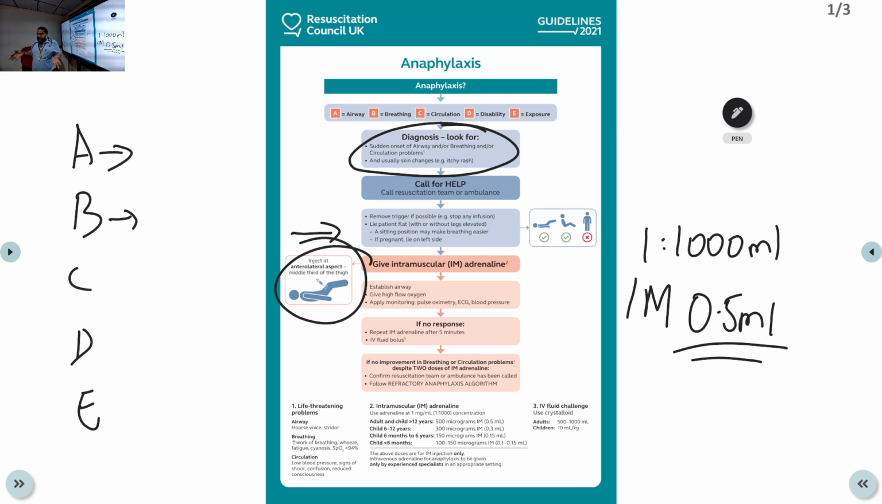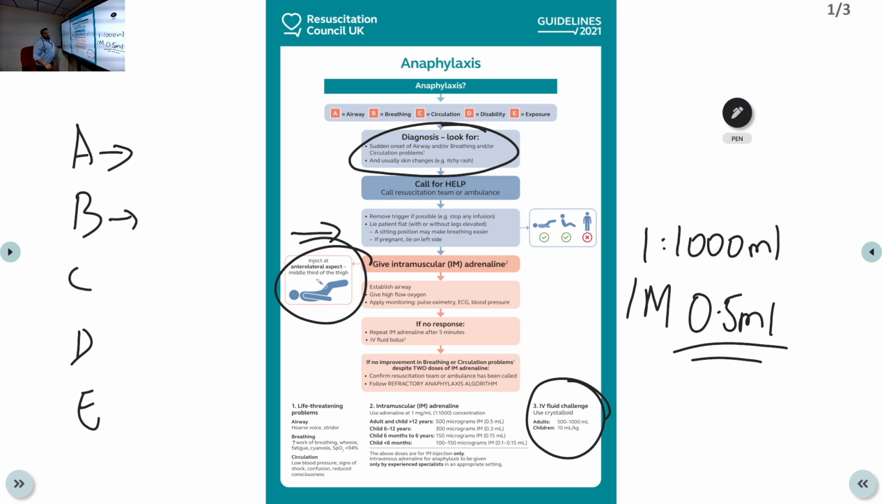After 5 minutes of giving adrenaline, if there is still no response, you can repeat one more dose of adrenaline, and also you can start the patient on IV fluids. Because of hypotension, establish an IV access meanwhile and give IV fluids, any crystalloids, normal saline or Ringer's lactate. You can give 500 ml to 1 liter as a bolus, and in children you can give 10 ml per kg. That is the dose that you need to remember for children.